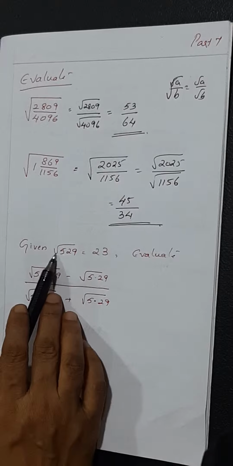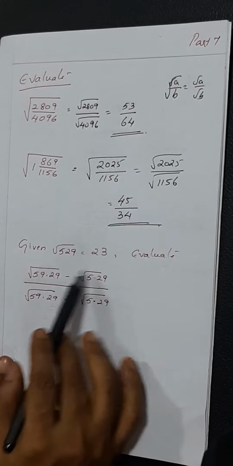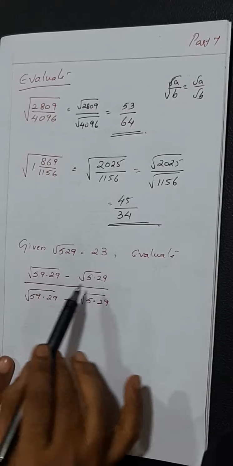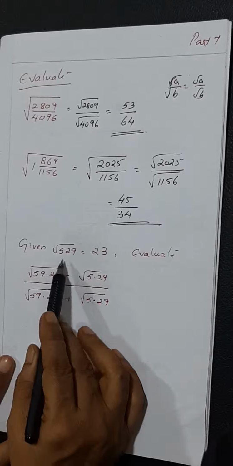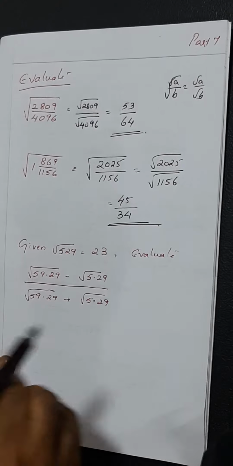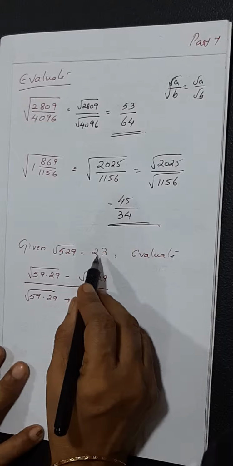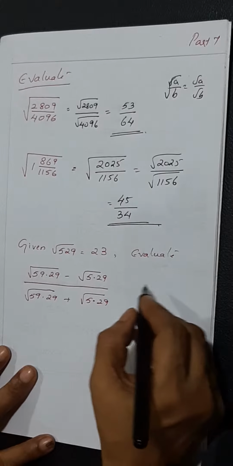Now here root of 529 is equal to 23, which is given. Now we have to evaluate this. Here we don't have to find the square root again because it is already given. Now we have to change the value according to the number of decimals.